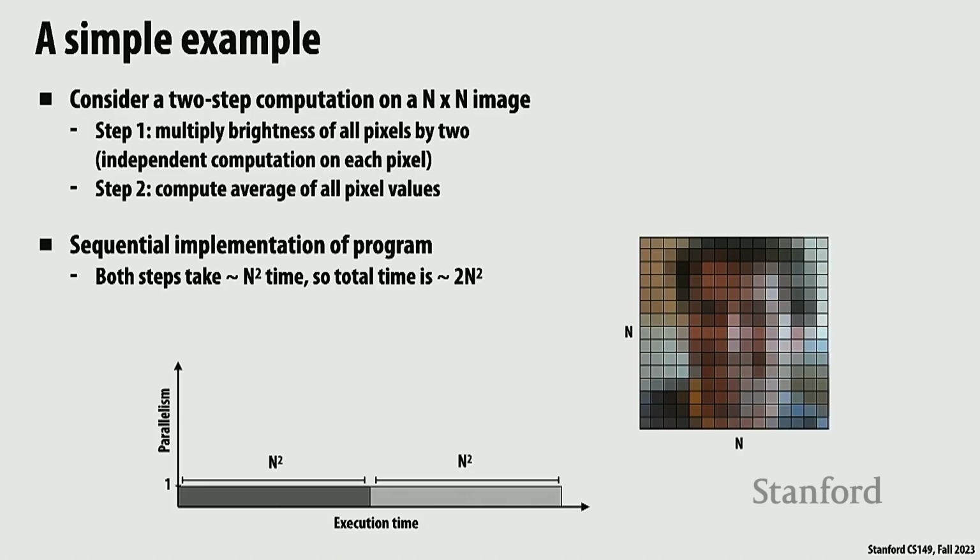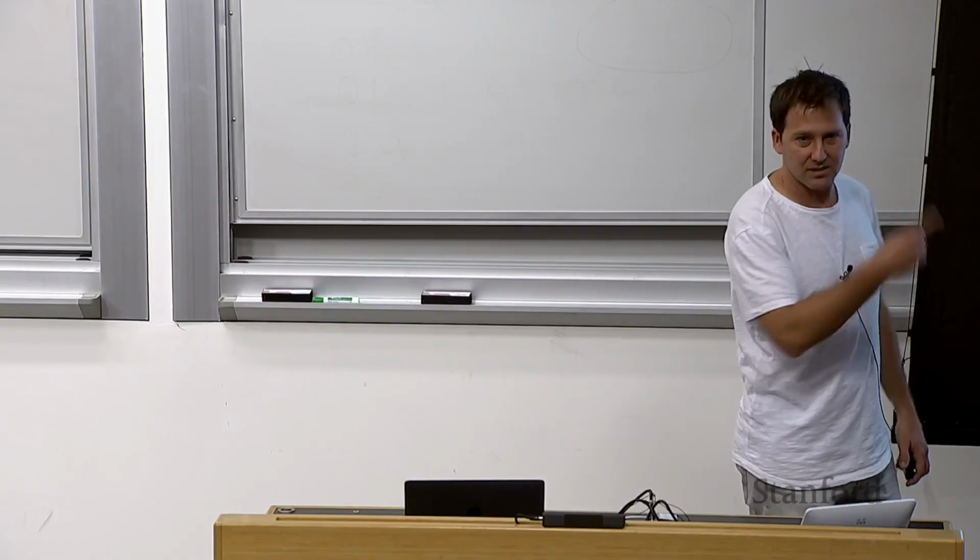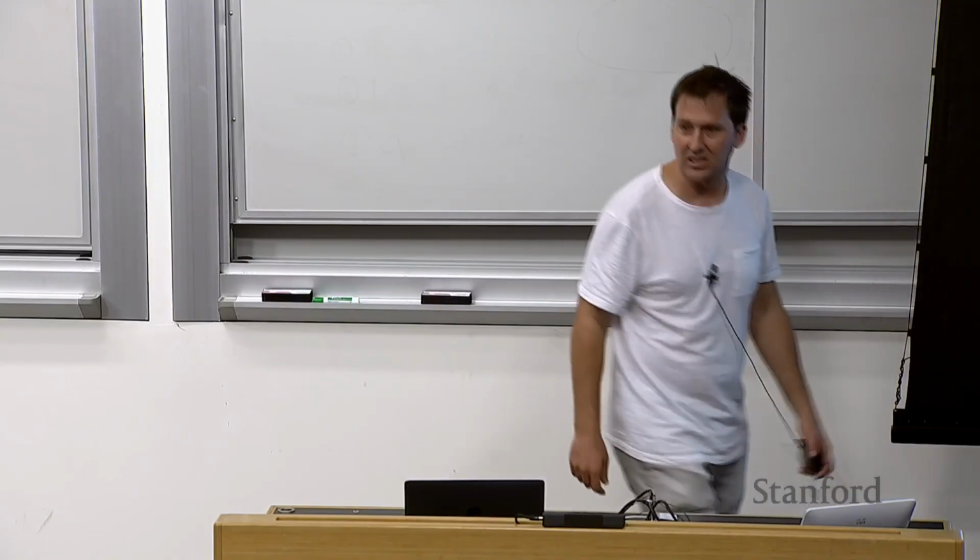And if I plotted things out, this is execution time, and this is the amount of parallelism when running. So if this is a sequential program, right now the implementation has parallelism 1, and it has time 2n squared, right? So what would be the first step? What do you identify could be done in parallel? All at the same time. I can definitely compute the brightness of every pixel independently and potentially in parallel.